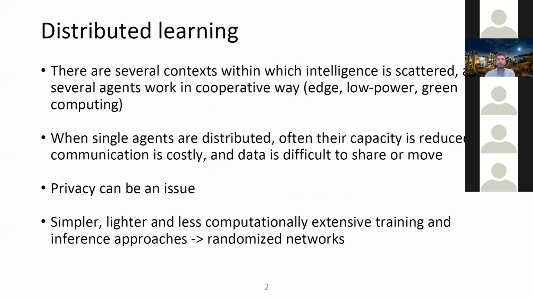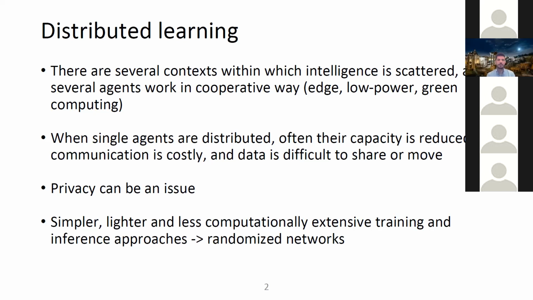So we are talking right now about distributed learning. Some of you may actually know this, and some of you may not, but there are several contexts in which intelligence is scattered around the space. And there are several agents that are working in a cooperative way to solve some problems, which can be classification problems, prediction problems, or general inference in the information domain. Some examples are edge computing, sensor networks, low power computing, and so forth.